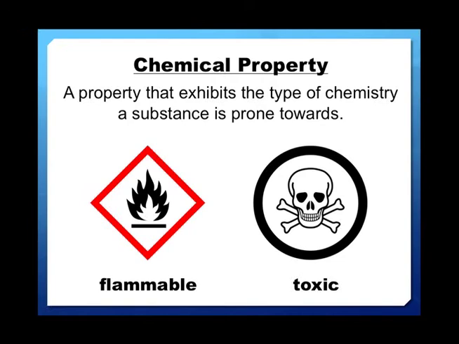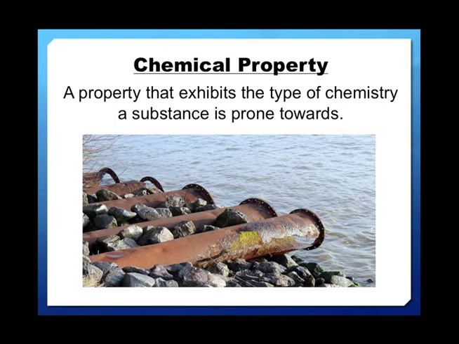We could ask, how likely is it for a particular metal to rust? This is a chemical property because the process of acquiring rust is due to metal atoms forming new chemical bonds with oxygen atoms from the air. This is an example of a chemical change.